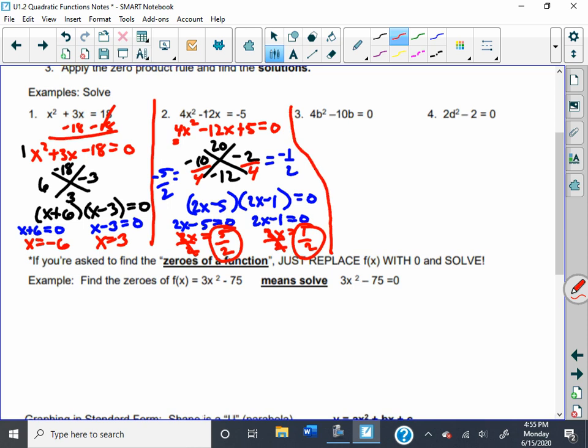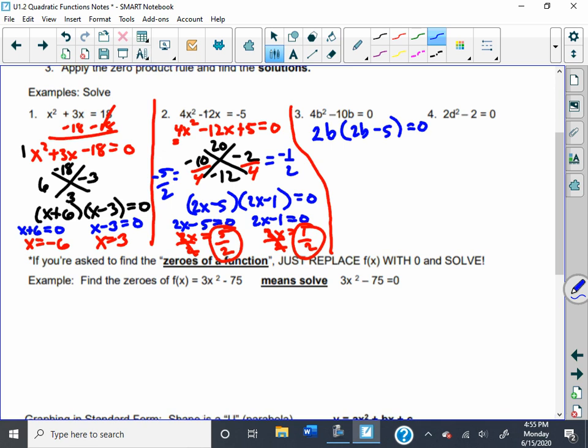All right, number 3. We have two terms. It's already equal to 0. So we're going to just look for a GCF to start it out. 4 and 10, they're both even numbers, so 2 can factor out. And then they both have b's, so we're going to pull the b out also. So now if we divide each of those by 2b, we should have 2b and then minus 5 equals 0.